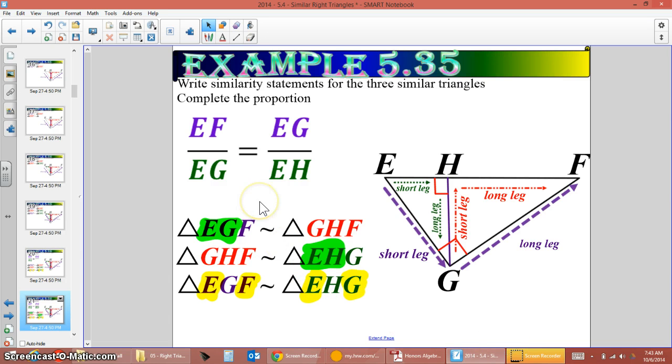Sorry, somebody's in my room. So if we look at this, we look at EF. EF is the hypotenuse. Get my markers going on here. Oh my goodness.